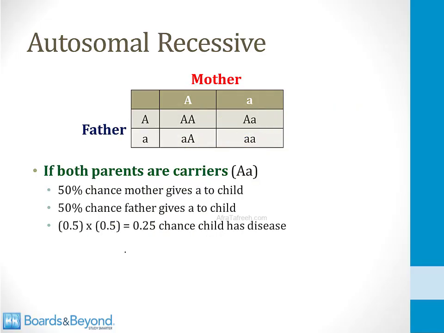Another way of thinking about this is that the mother has a 50% chance of giving the disease gene a to a child. She has two genes, and for each one there's a 50% chance she passes it on to her child. Similarly, the father has a 50% chance of giving the disease gene a to one of his children. Therefore, the chance that a child inherits two copies of the disease allele is 0.5 times 0.5, or 0.25, which is 25%, or 1 in 4, as we said before.